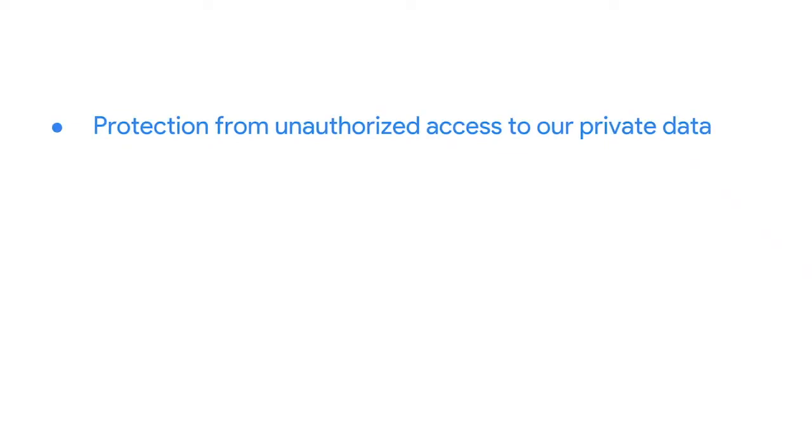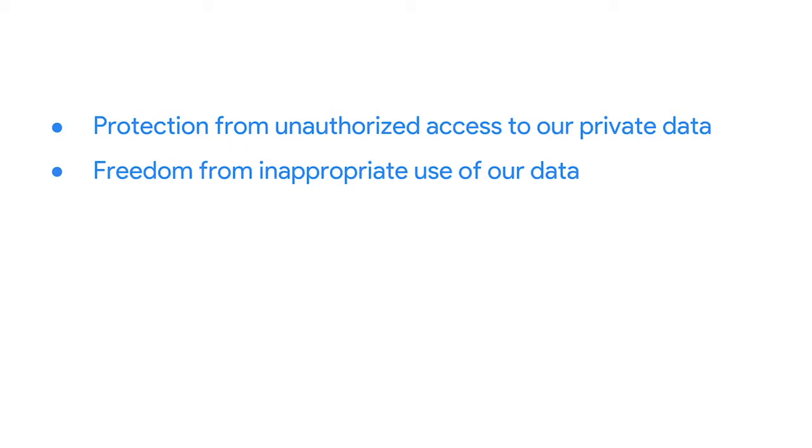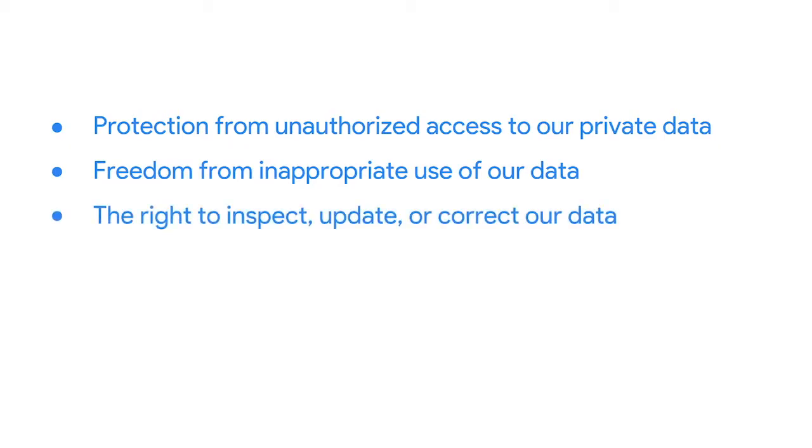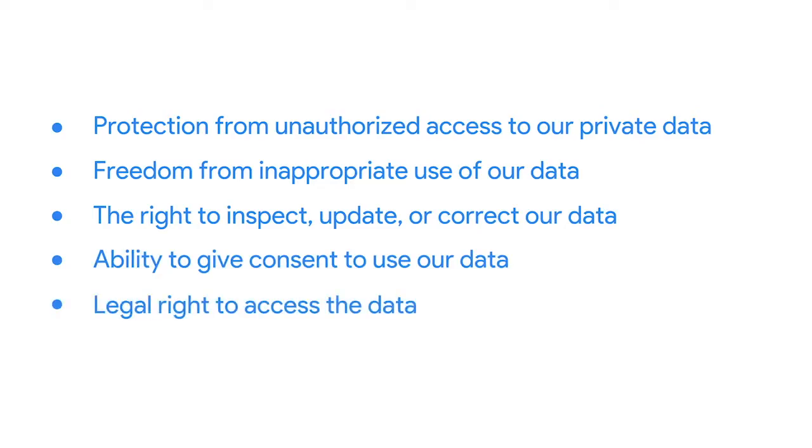This is sometimes called information privacy or data protection. It's all about access, use, and collection of data. It also covers a person's legal right to their data. This means someone like you or me should have protection from unauthorized access to our private data, freedom from inappropriate use of our data, the right to inspect, update, or correct our data, ability to give consent to use our data, and legal right to access our data.